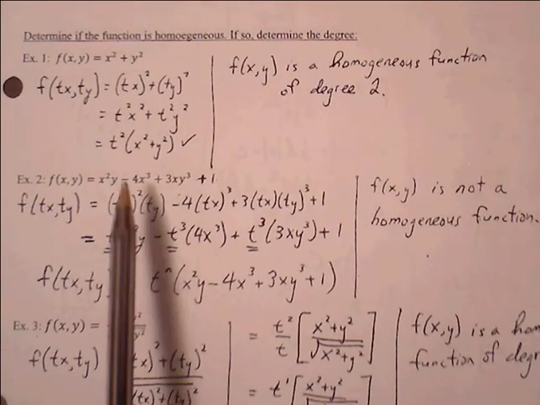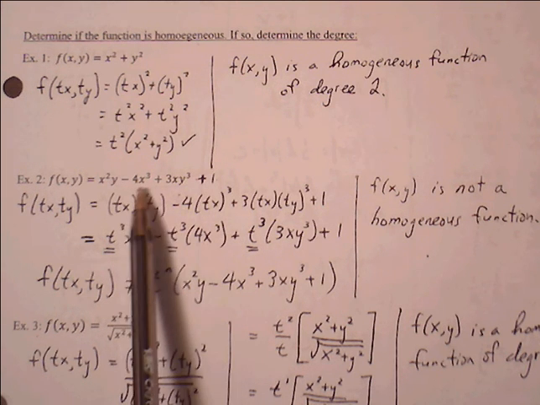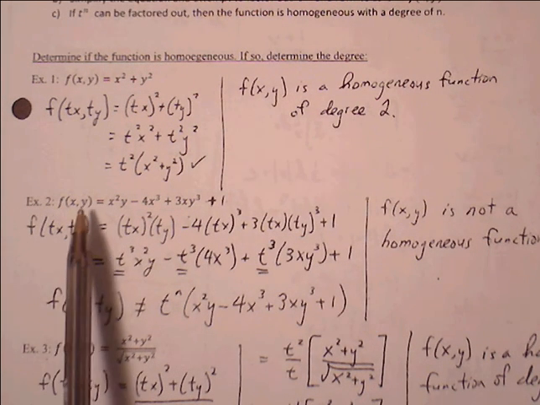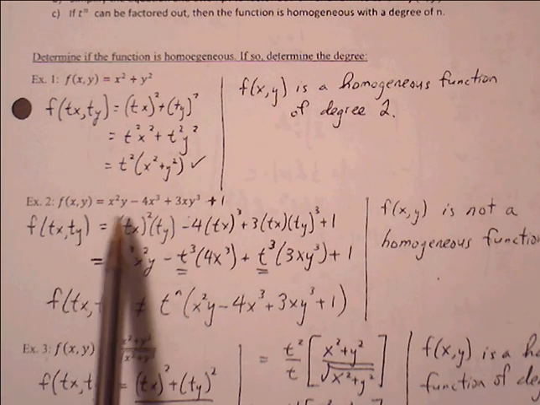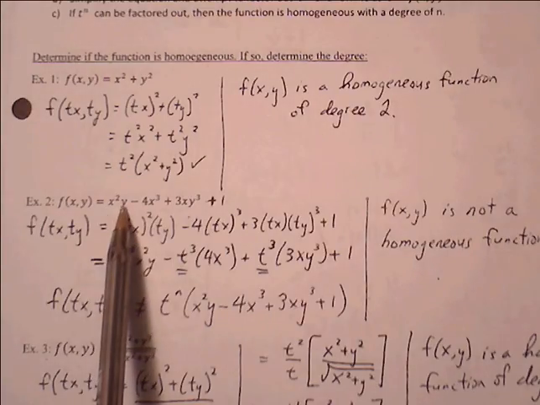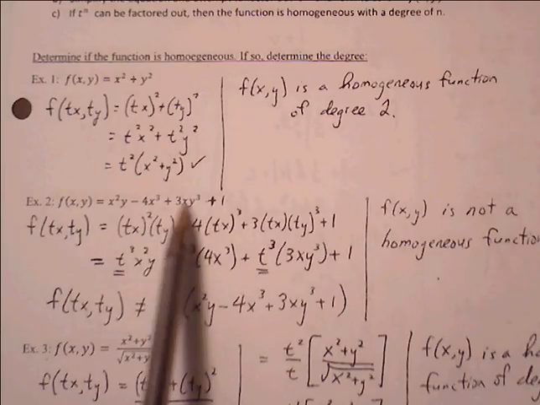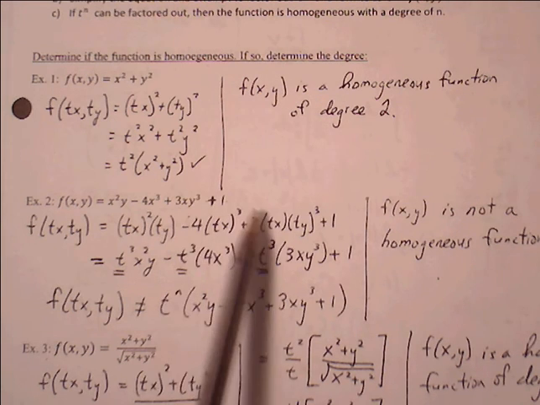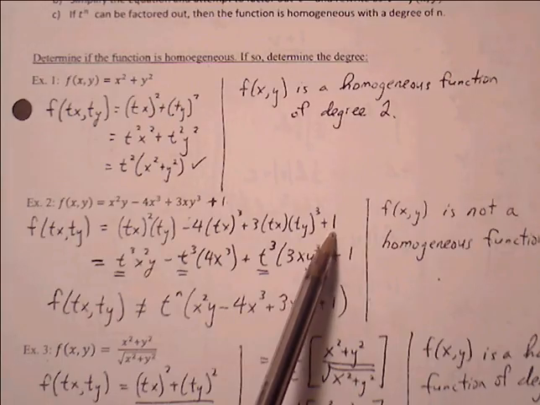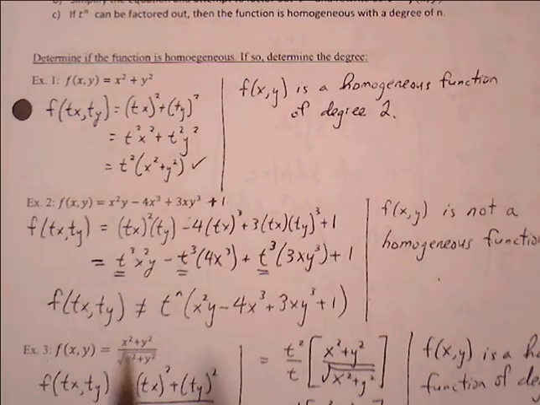Example 2, we have f of xy being x squared y minus 4x cubed plus 3xy cubed plus 1. So we're going to determine if this is a homogeneous equation. Replace every x and y with tx and ty. So x squared gets replaced with (tx) quantity squared times y gets replaced with ty. 4x cubed, so x gets replaced with (tx) quantity cubed. Here the x gets replaced with tx, y gets replaced with (ty) quantity cubed, and then plus 1. The plus 1 has no variable to replace, so we leave that one alone.